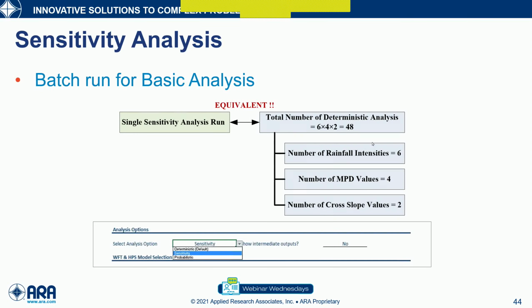And as an example, let's consider a situation where you have to run the deterministic analysis for 6 rainfall intensities, 4 texture values, and 2 crossflow values. So in total, you will need to make 48 deterministic analyses, but rather than running the program 48 times repeatedly, one single sensitivity analysis run can be made to get the results for all 48 scenarios.